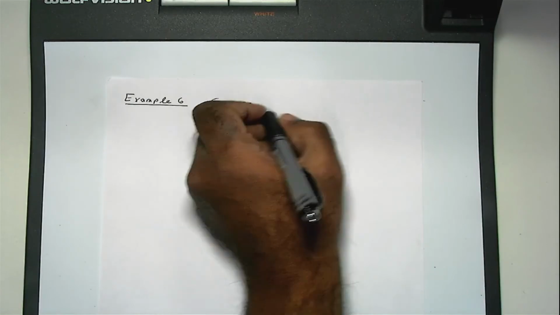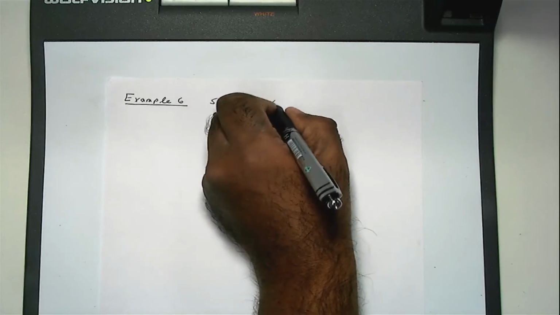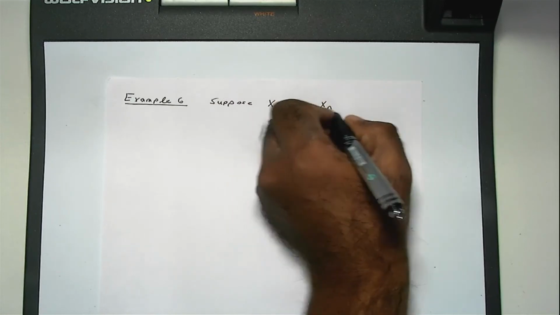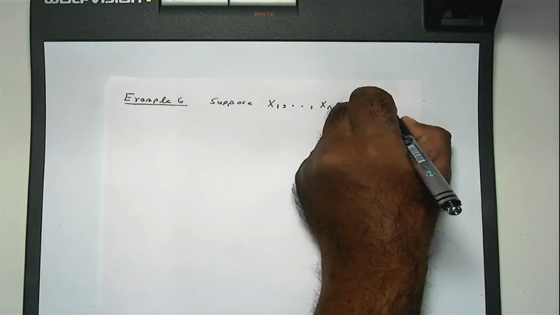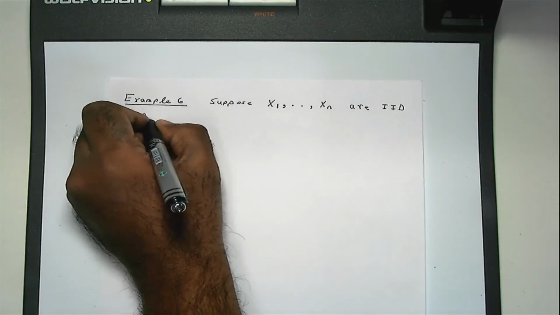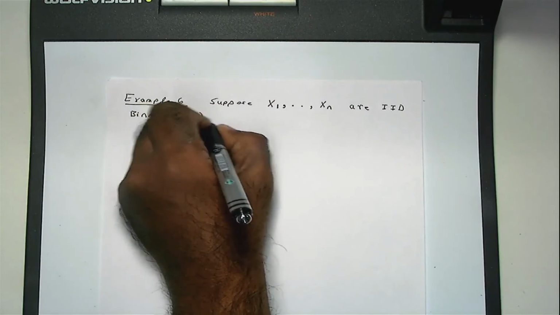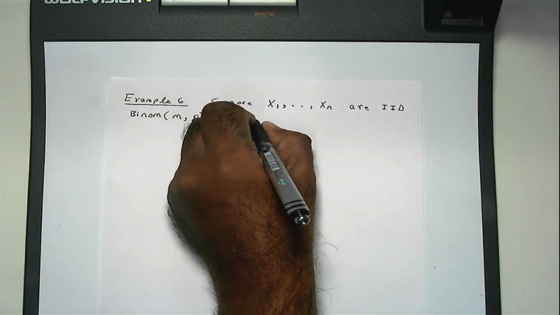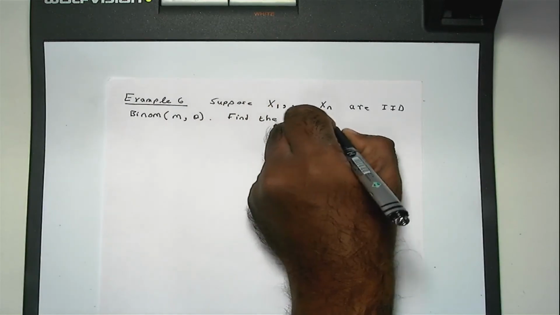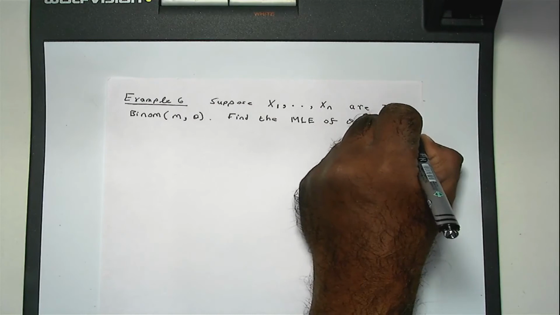Suppose this is kind of related to the previous example. Suppose you have a random sample x1 to xn, which are IID from a binomial distribution with parameters m and theta, and find the MLE of theta, assuming that m is known.